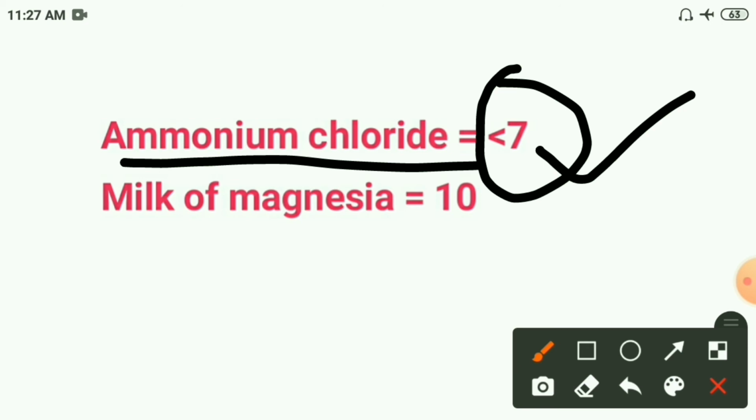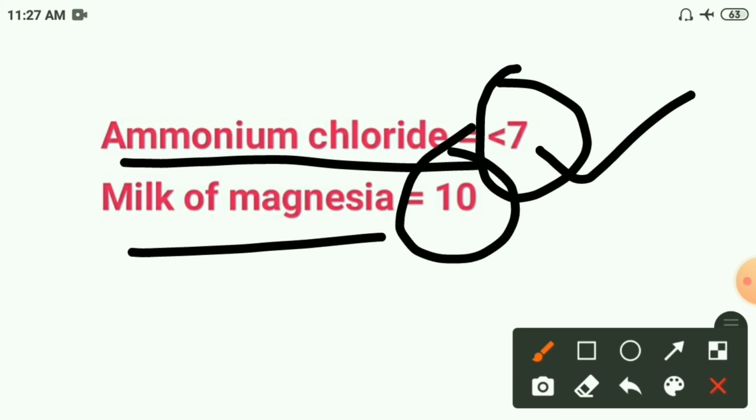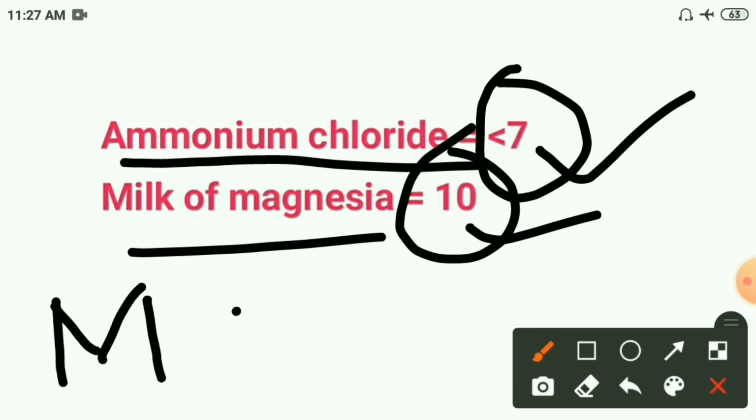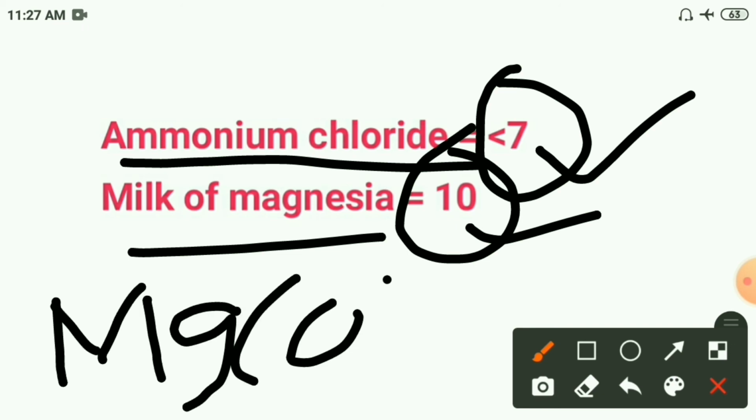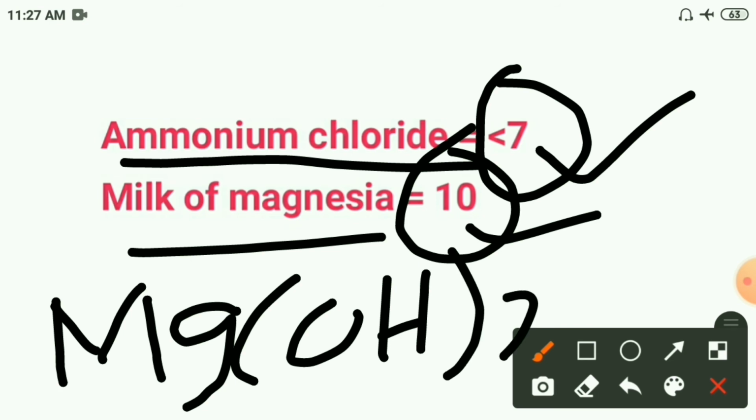And next, pH value of milk of magnesia, that is 10. The chemical formula of milk of magnesia is MgOH2. It is called magnesium hydroxide. Its pH value is 10, so it is a base solution.